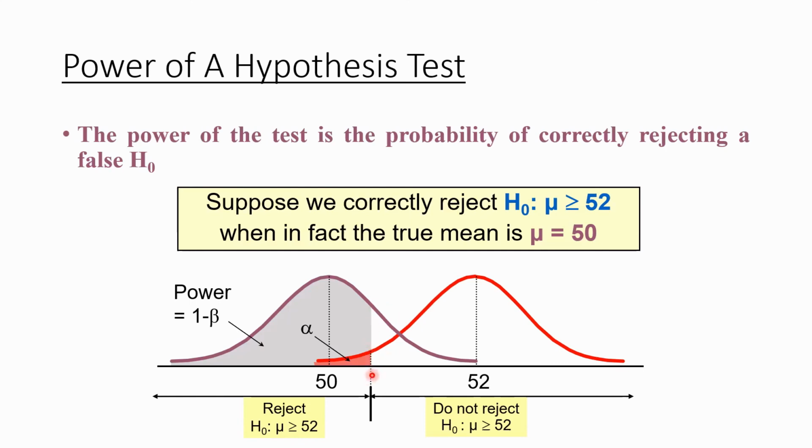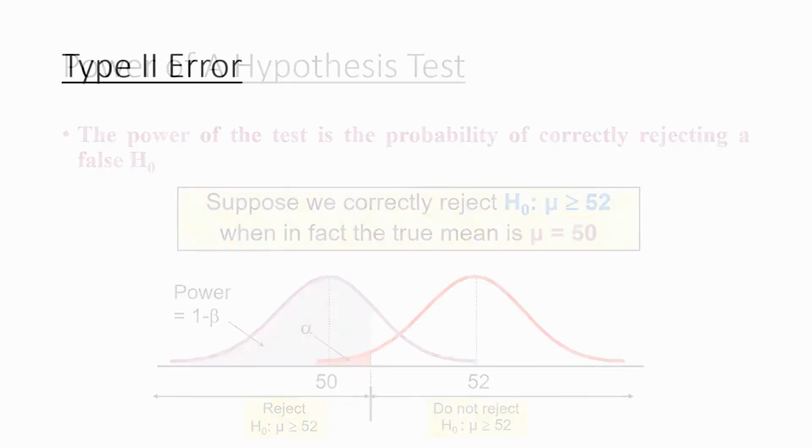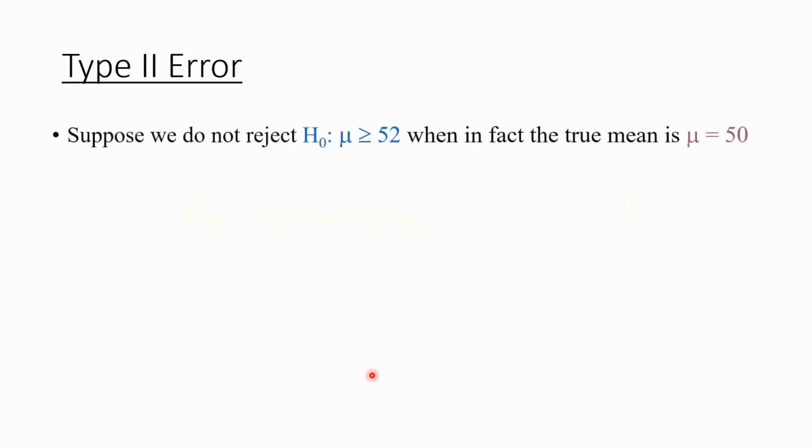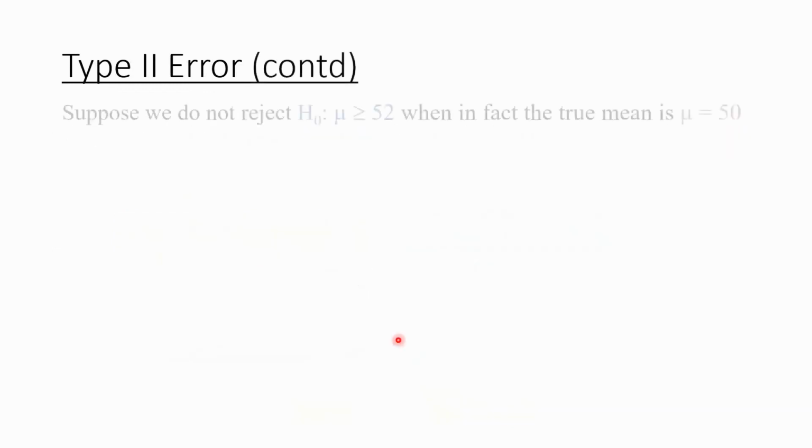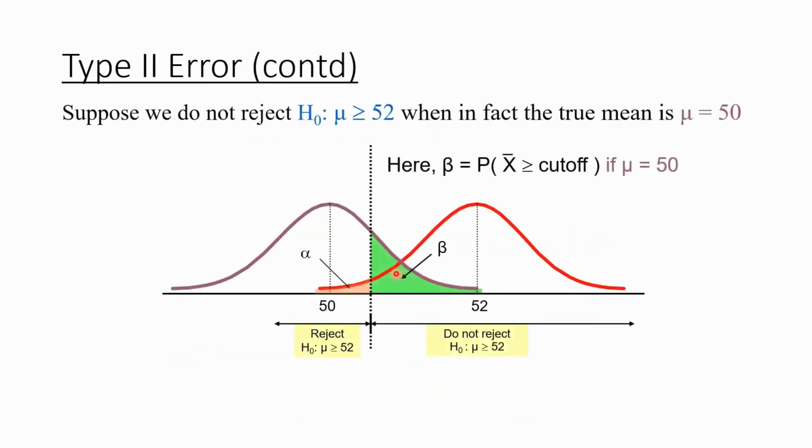So the type 2 error, let's talk about that. So suppose we don't reject your null hypothesis when it is greater than or equal to 52, when in fact the true mean is 50. So let's have a look at this graphically. So if that is the case, the type 2 error is given by this shaded area, right? That is a type 2 error, that is given by beta. So beta is actually the probability of your sample test statistic being greater than or equal to the particular cutoff mark if your population mean is 50.